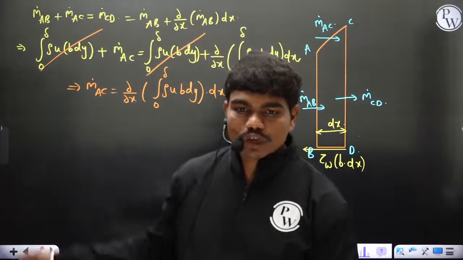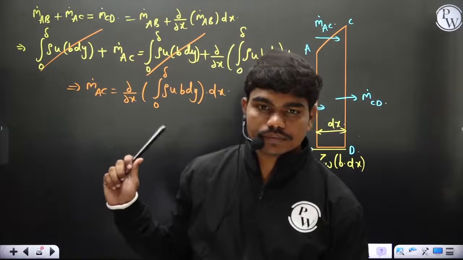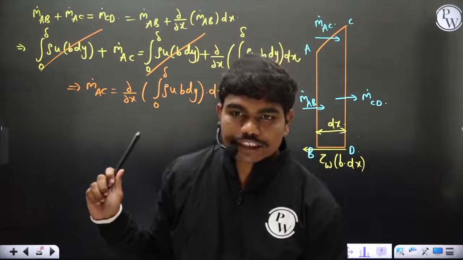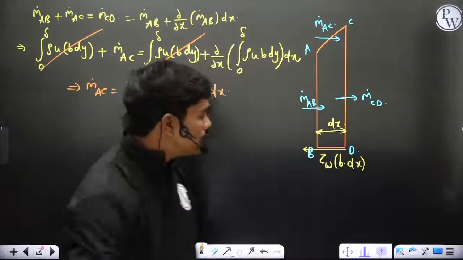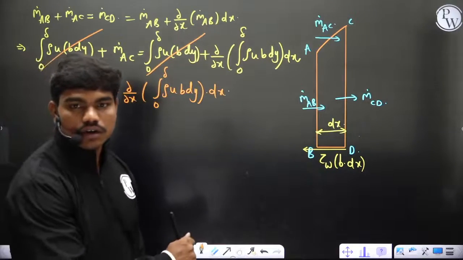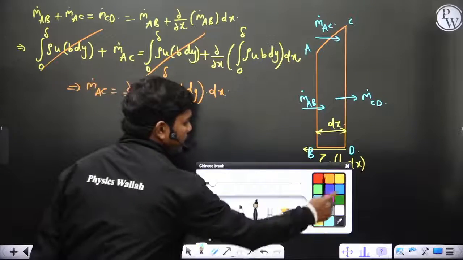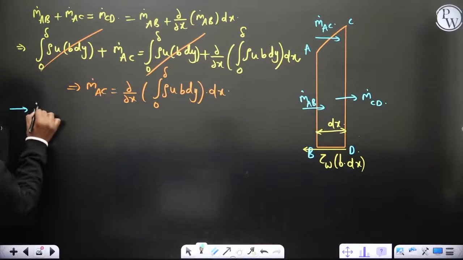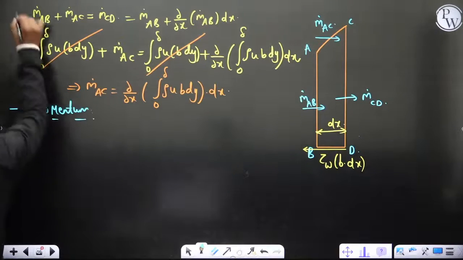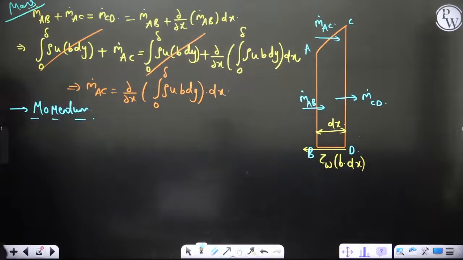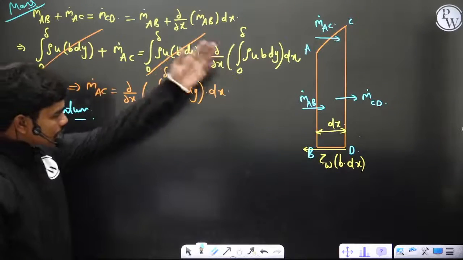So please type in the chat box, is this clear to all of you? Yes or no? Please type in the chat box. Yes? Now, okay, let's see the momentum equation. So this is the mass balance basically. Now in the case of momentum, this is the control volume.